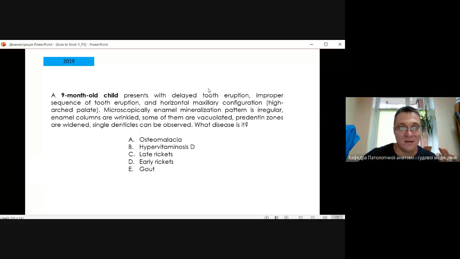That's not hyper, that's hypovitaminosis D in early childhood. That's easy. I just see it highlighted in bold font, only this combination: a 9-month-old child and all other features of the rickets. That's early rickets. Late rickets we will rather see in the 4, 5, 6-year-old children. Early rickets.